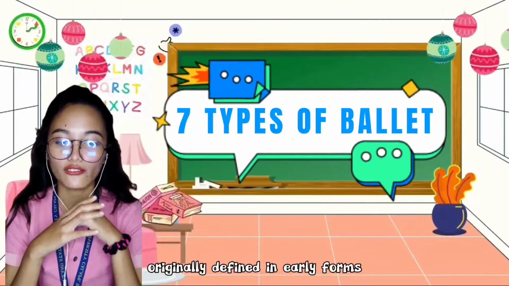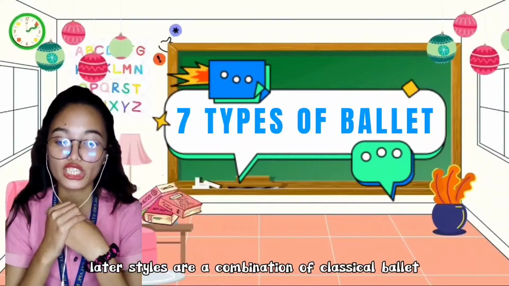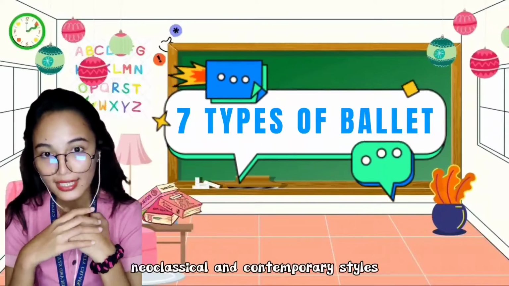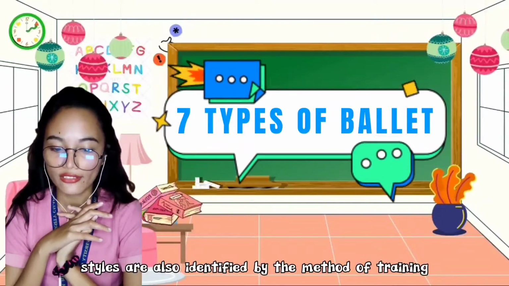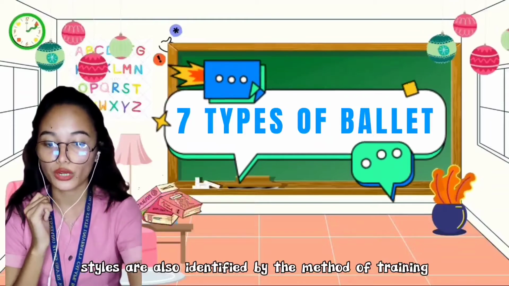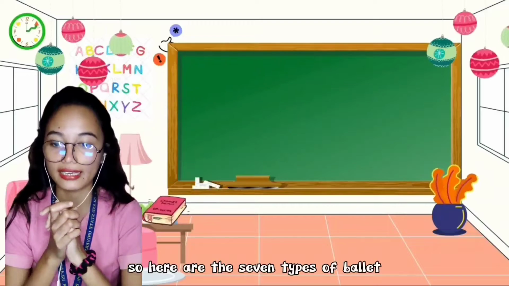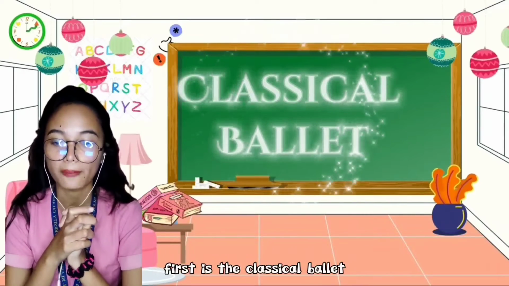Origin defined the early forms. Later styles are a combination of classical ballet, neoclassical and contemporary styles. Styles are also identified by the method of training. So here are the 7 types of ballet. First is the classical ballet.